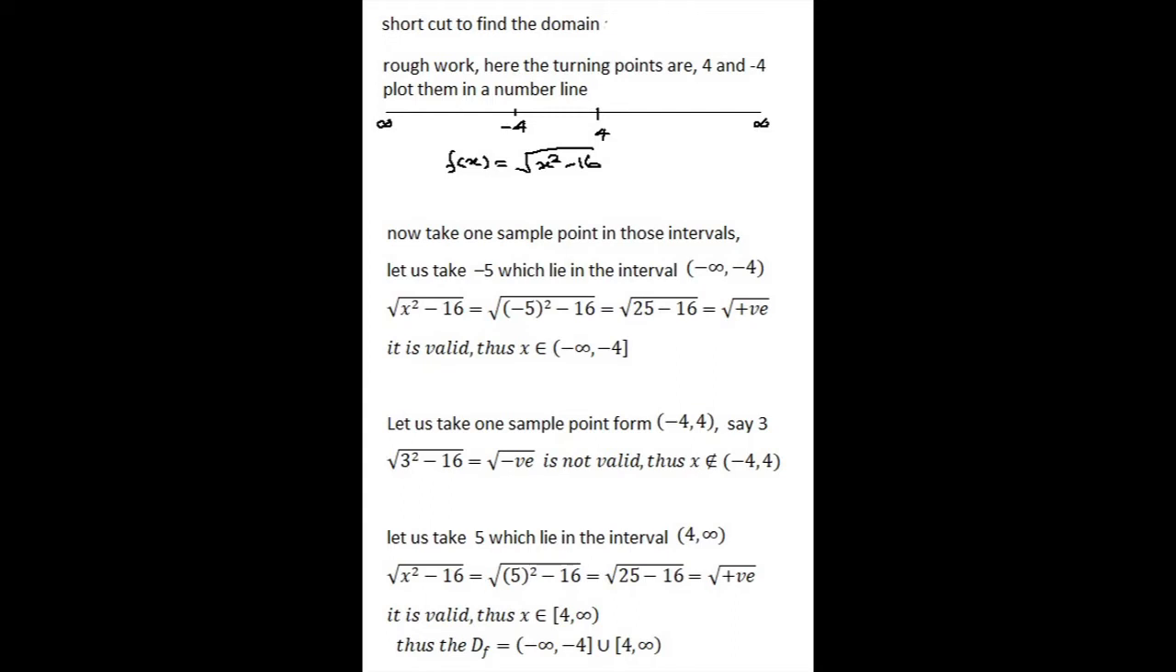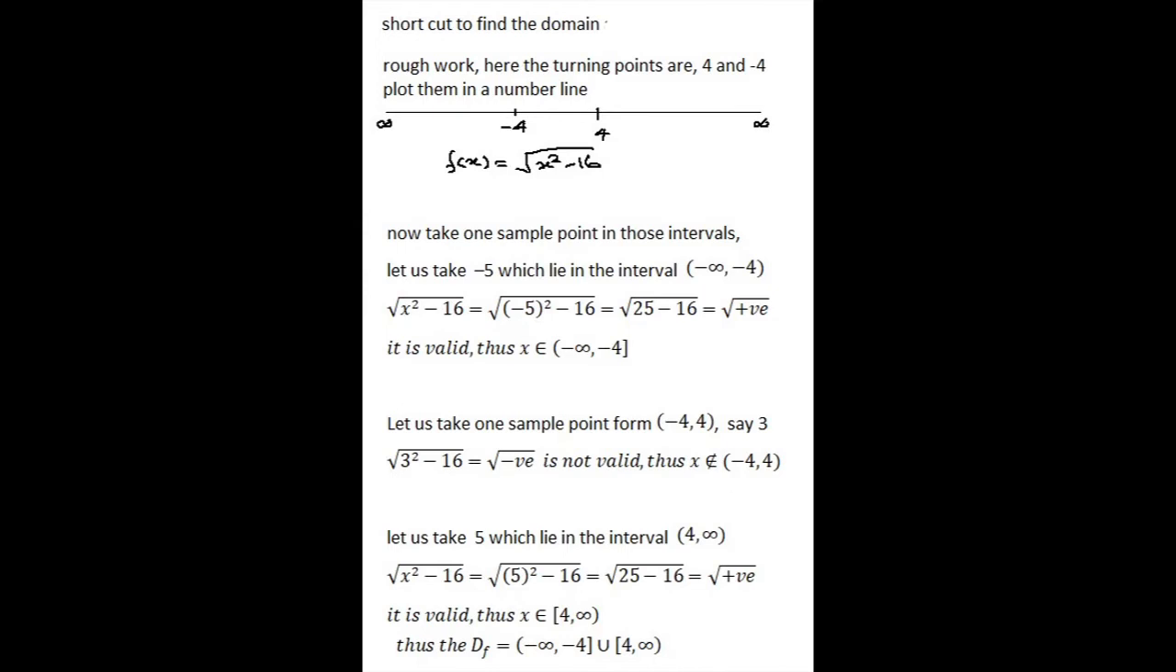No problem at all. Now take one sample point from minus 4 to plus 4. I took 3. You can take anything like 1 or minus 1 or 0 or whatever. Okay, I just take 3. When I substitute 3 there, 3 square minus 16, which is 9 minus 16, minus 7. It's root of negative. It is not at all valid. So x does not belong to minus 4 comma 4.